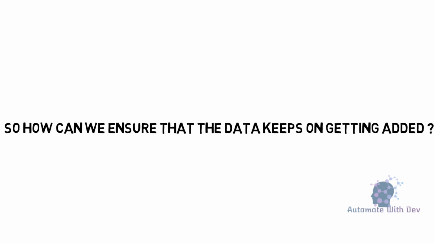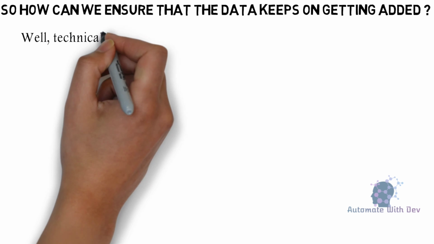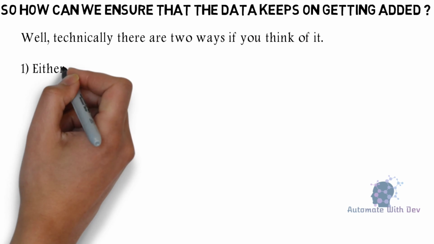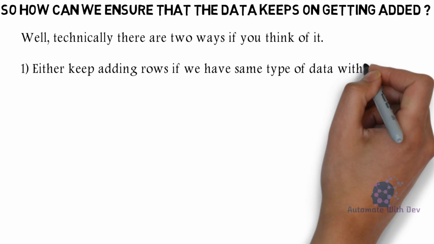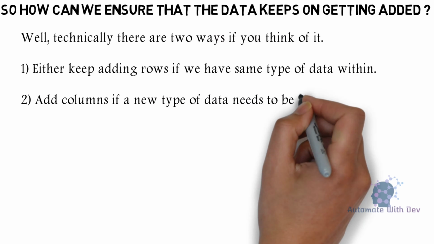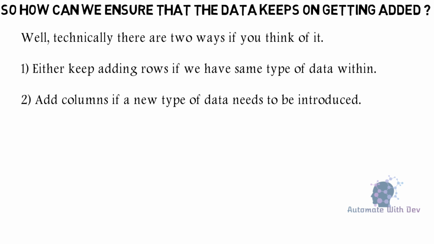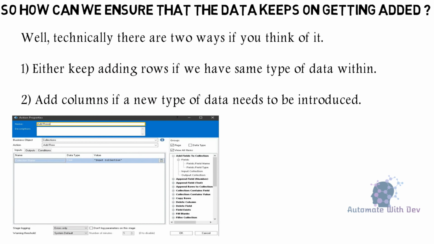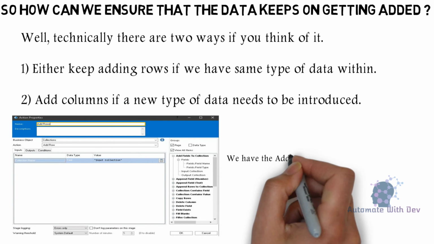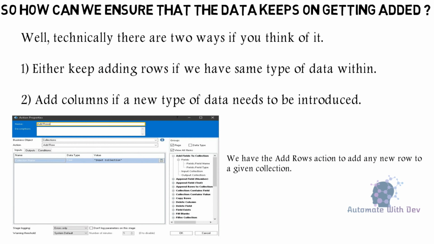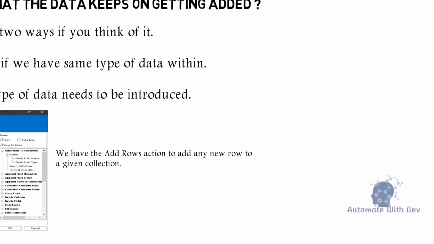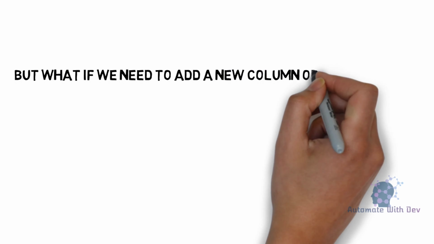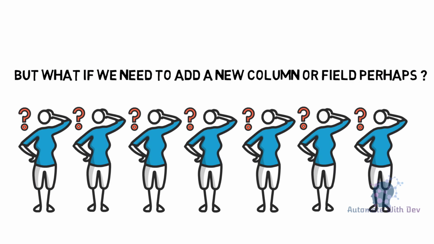So how can we ensure that the data keeps on getting added? Well, if you think about it, technically there are two ways of doing it. One, we can keep adding rows if we have the same type of data, or we can add columns if a new type of data needs to be introduced. In Blue Prism we already have a functionality for adding rows, that is the Add Rows action that is present in the internal Collection Active Business Object. But what if we need to add a new column or field perhaps?